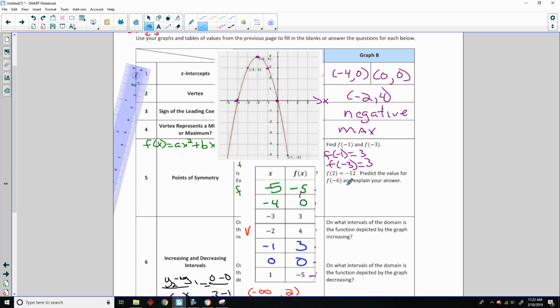Predict the value for f of negative 6. Well, what they're saying here is our axis of symmetry is right here. And 2 is 1, 2, 3, 4 units from the axis of symmetry. So if I go 1, 2, 3, 4 units to the left of the axis of symmetry, I'm at negative 6. So I would say that f of negative 6 would be equal to f of 2 because this is symmetric. And that's my explanation. And I would say f of negative 6 is also going to be negative 12.